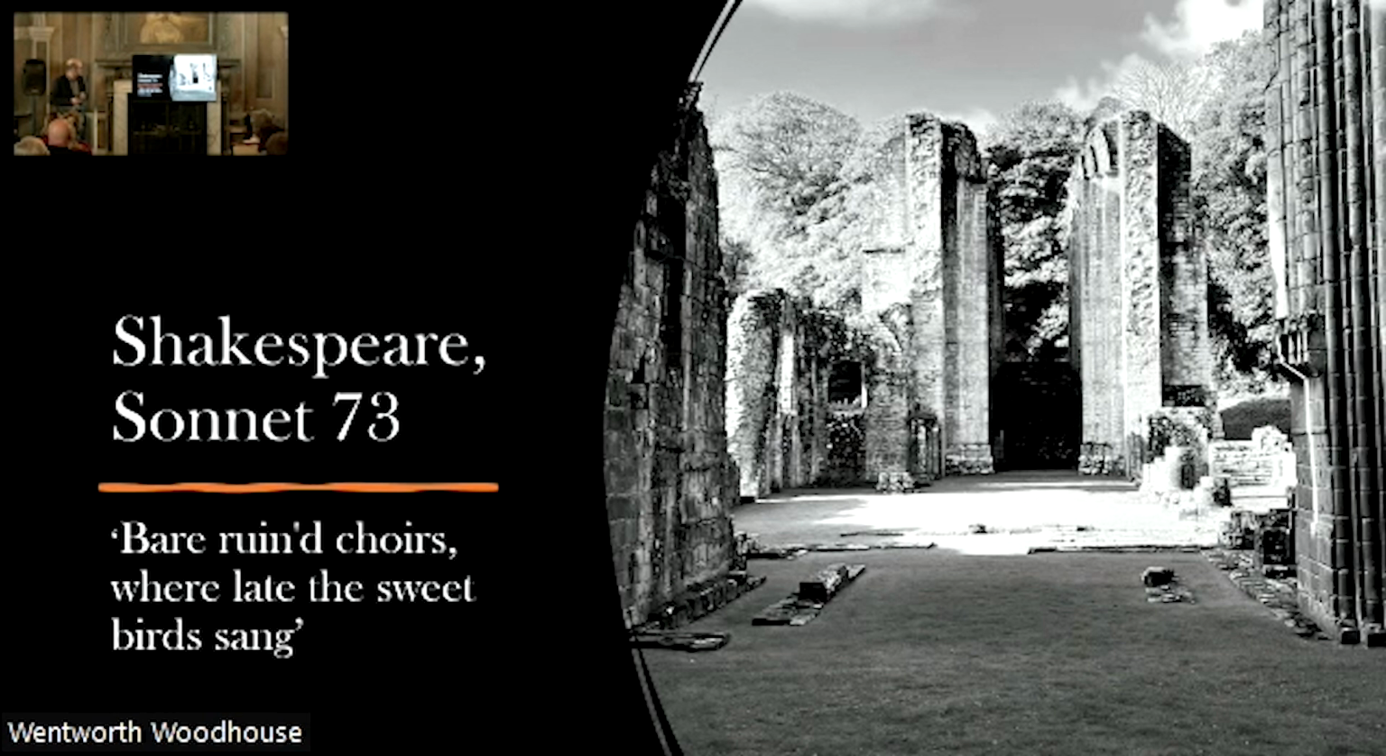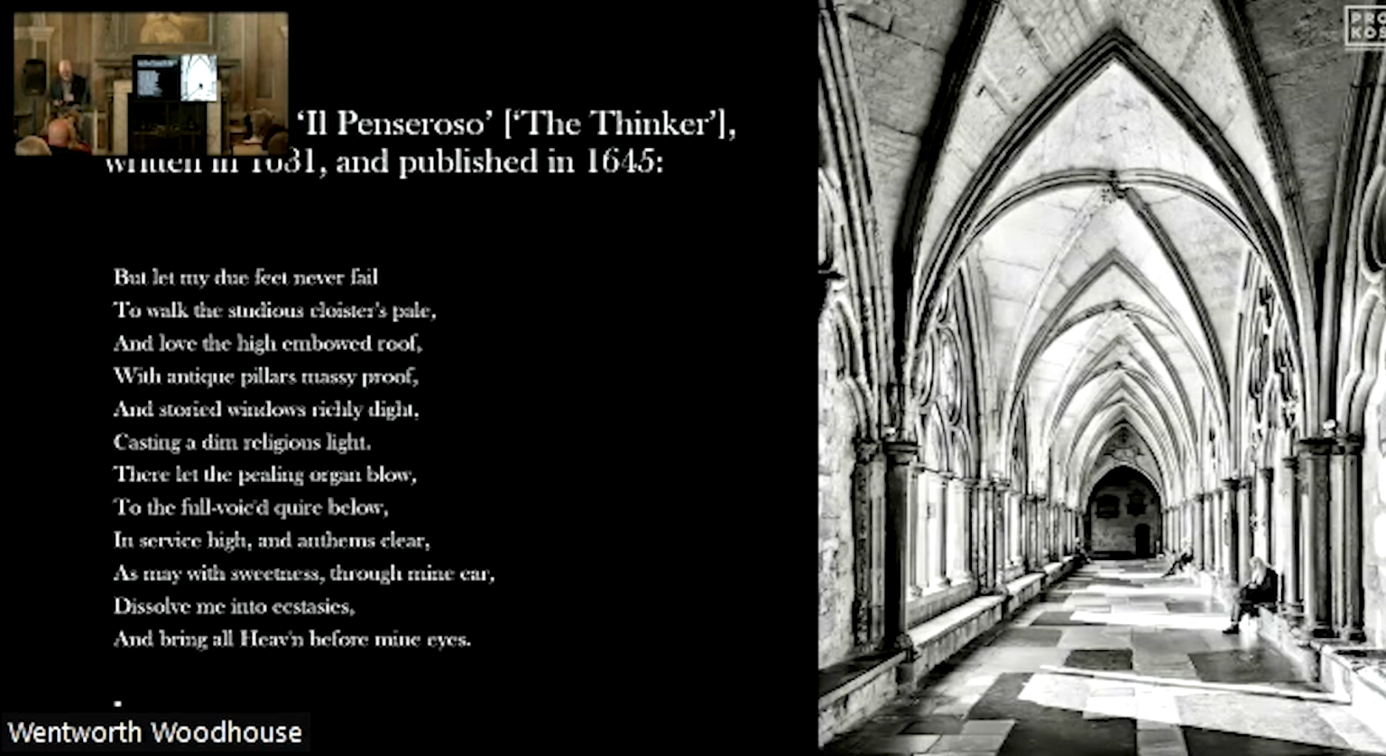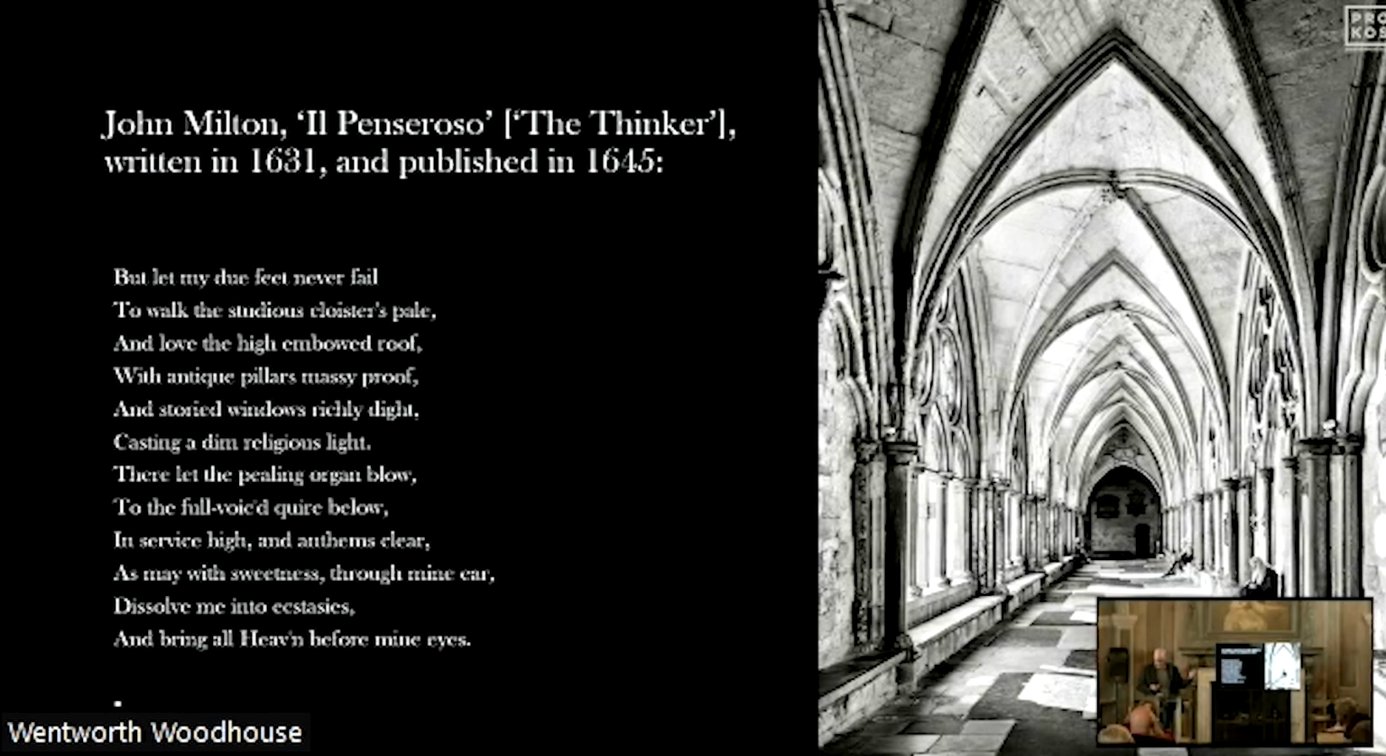Another example that you might know, John Milton, our wonderful poet of Paradise Lost and Comus and much else besides. Look at how the ruined abbey in Milton's Il Penseroso from the 1630s becomes a site or a locale or a place of rumination, of melancholic reflection. Look at the final stanza.